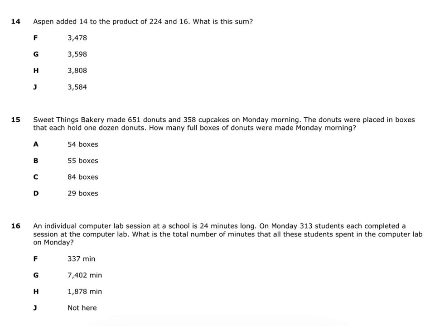Okay, number 15. Let's look at number 15. It says Sweet Things Bakery made 651 donuts and 358 cupcakes on Monday morning. The donuts were placed in boxes that each hold 1 dozen donuts. How many full boxes of donuts were made Monday morning?